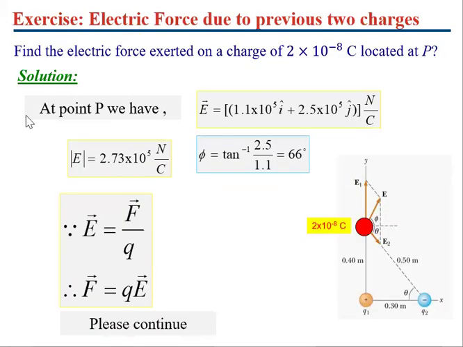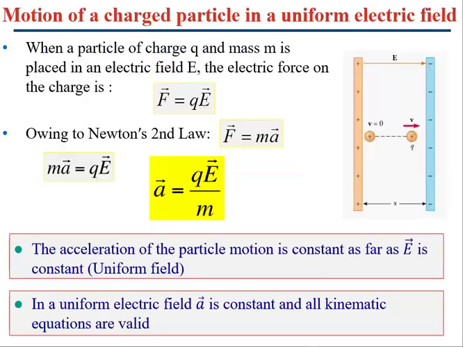Now we have one more question: find the electric force exerted on a charge of 2 times 10 power minus 8 Coulomb located at P. If we add this charge at the point P, what will be the total electric force exerted on it? As we know, the force is Q multiplied by E. We just multiply the vector E by the charge. So we are done with this part.